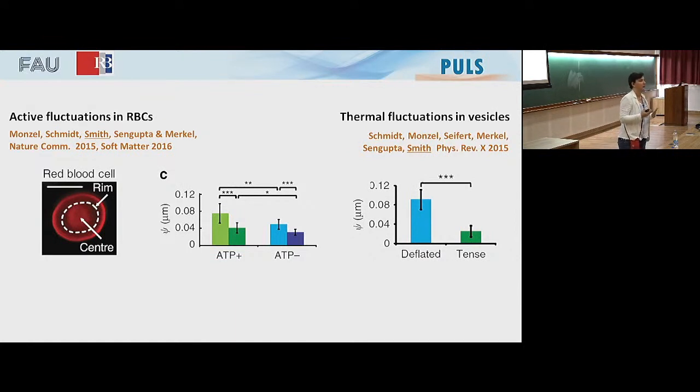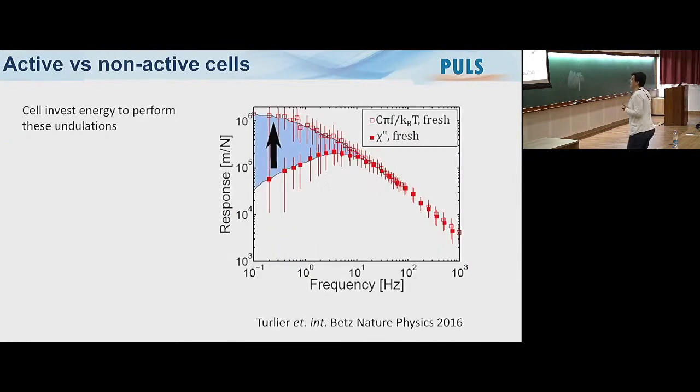So what does it do? Why do we fluctuate so much? All right? Now, in the time domain, you can actually show that the cell really invests energy to perform this undulation. So this is not something that the cell has for free. And the question is, does the cell make these fluctuations because it wants to use them, or are these fluctuations a consequence of a lot of active processes which are happening in the cell? So the membrane happens to undulate a little bit more if it's active.